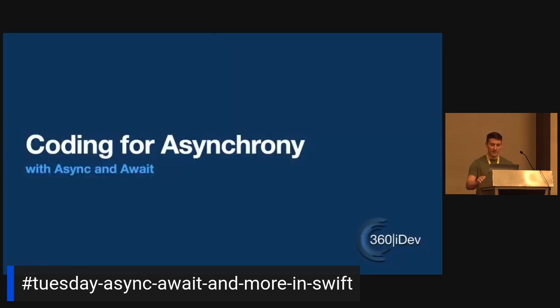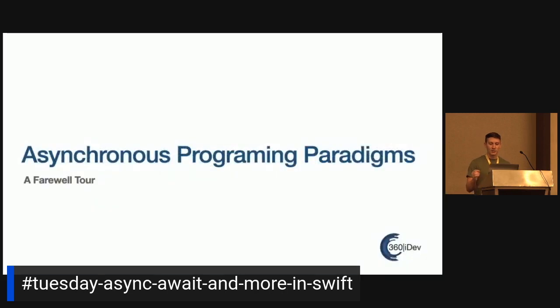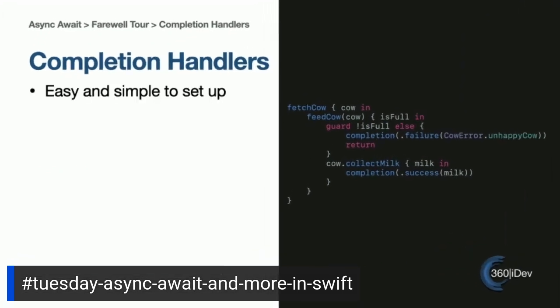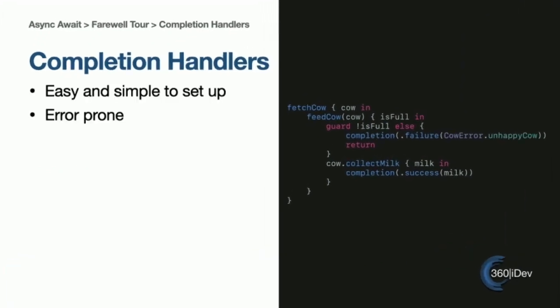So let's start with async and await. And on our journey with async and await, let's look at the programming paradigms we've used in the past to handle asynchrony. The first of which being completion handlers. Now, completion handlers are nice in that they're really simple and easy to set up, right? But they can be error prone. If you forget to call your completion handler somewhere down the line in your application, something's going to get messed up, right? And finally, they're hard to scale.